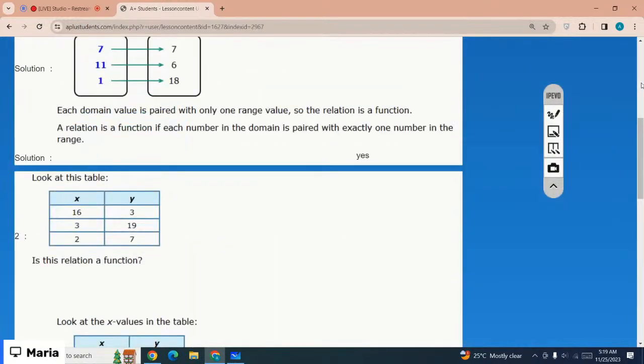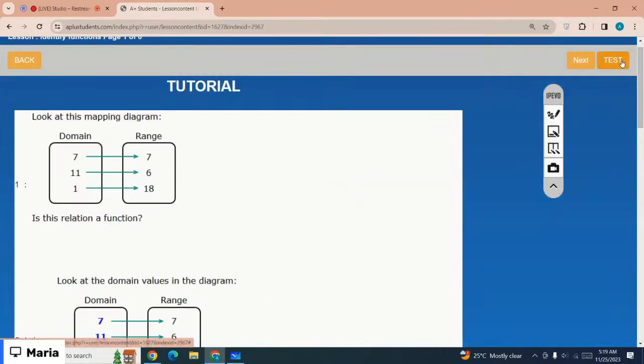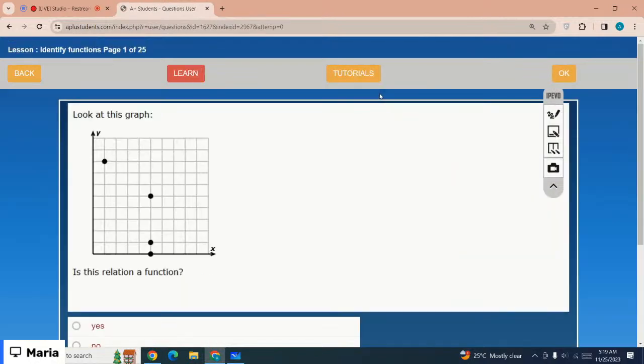Let's just start with the test questions. Okay, look at this graph. Is this a relation? Yes or no? Sorry, is this a function? Yes or no? No, this is not a function.